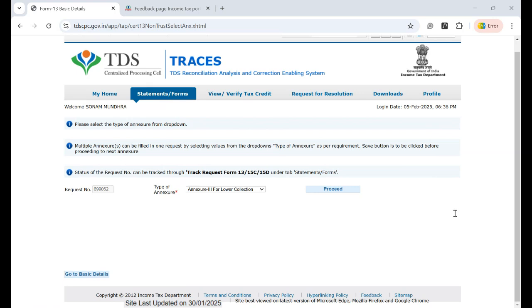Say, in my example, I have brought forward losses. My current year income is more than 12 lakh. In that case, I am not able to provide 15G or 15H. In that case, the only possible way is form number 13.